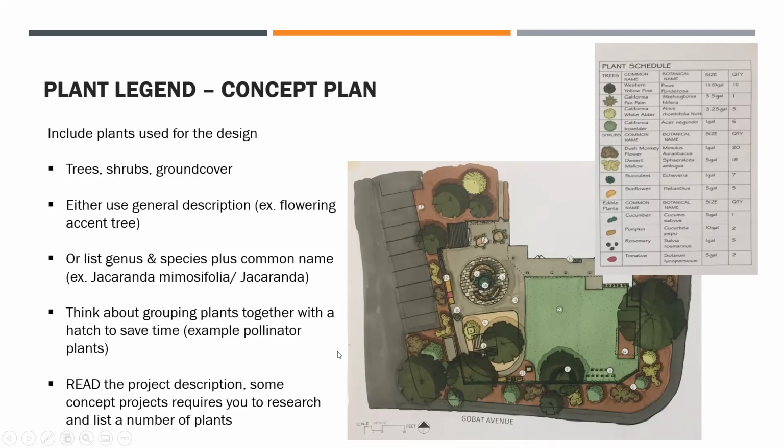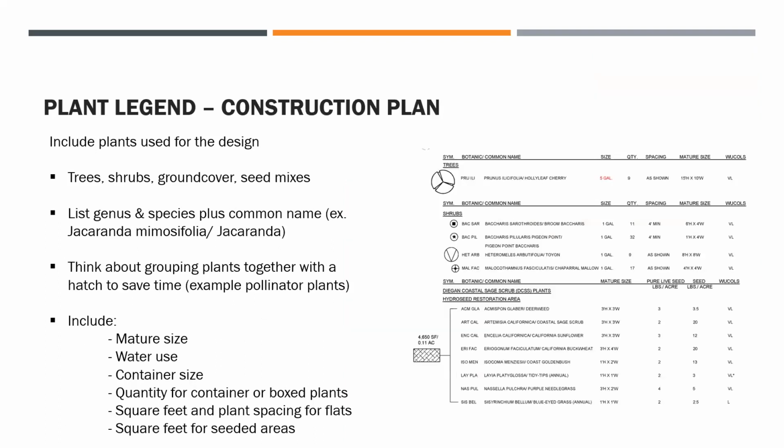So if you want maybe a pollinator border or pollinator garden, don't get hung up on drawing 10 different types of tiny plant symbols for that. Think about using one hatch, and then you can say plants like this, and you can include a list of plants. So we do that a lot, and you'll actually see that on the next page, where we have kind of an example construction plan.